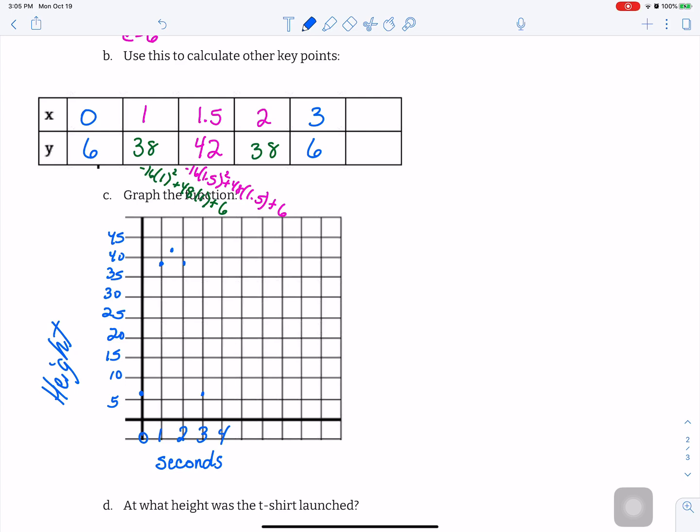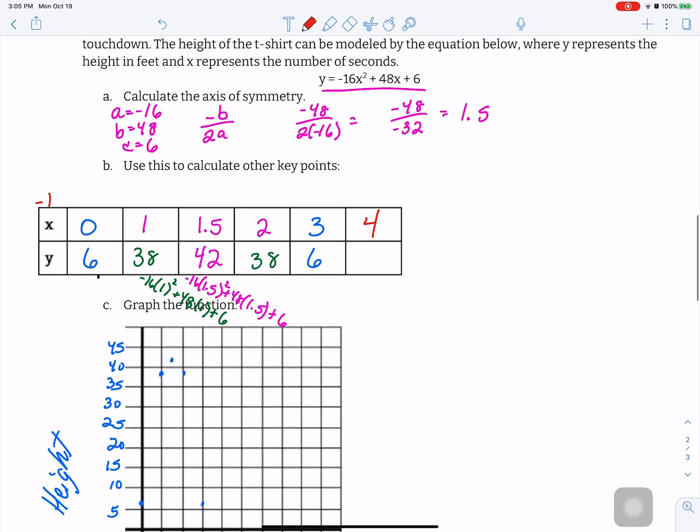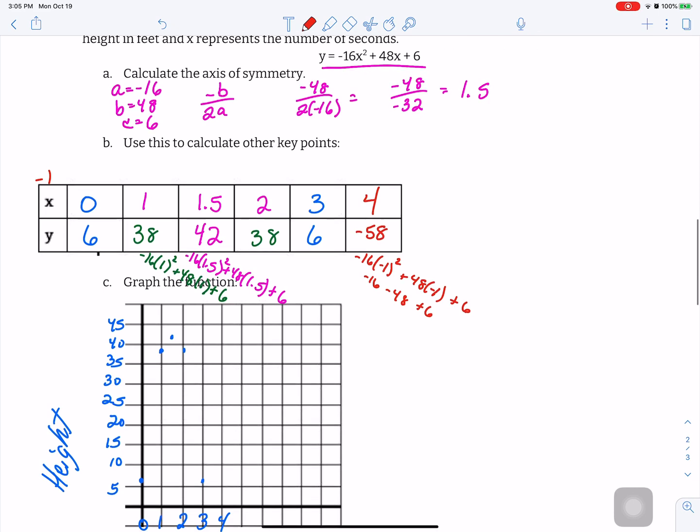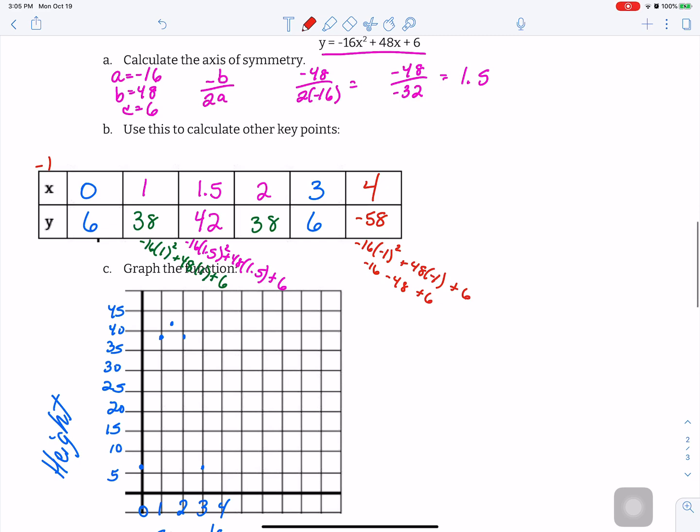And so then I have a choice between 4 and negative 1. I'm going to put this in as a negative 1 because I think it's a lot smaller numbers than the 4 to put into that equation, but you can still choose to put in the 4. So negative 16 times negative 1 squared is just going to be negative 16. Plus 48 times negative 1 is going to be negative 48 plus 6. Minus 48. So this is negative 58, and that would also be what I get if I plug in a 4. And again, because they're symmetrical, you don't have to do them both.